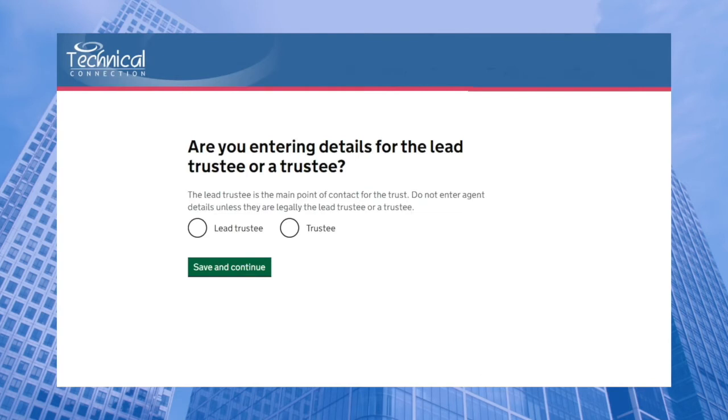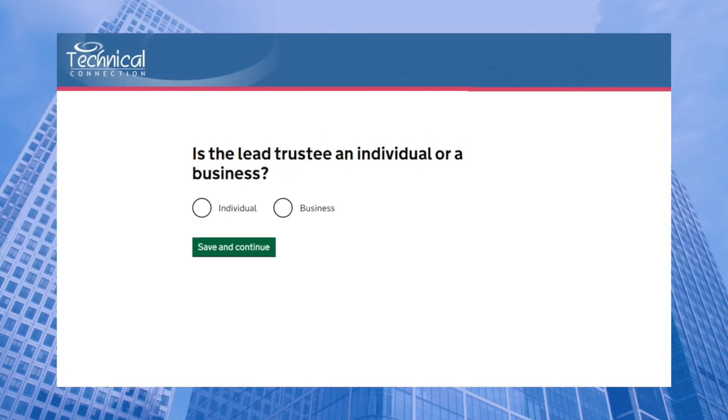The first question is whether I'm entering details for the lead trustee or any other trustee. I'd suggest that since the lead trustee is the person completing the online portal, it's easier to complete their details first. So I'll click on lead trustee. In most cases, the lead trustee will be an individual, but in some cases, for example, where professional trustees are involved or where there's a business trust, the lead trustee may be a business, in which case you'd need to proceed through that option. But in my case, the lead trustee is an individual, again, assuming it's me, so I'll click on that. And again, you hit save and continue.